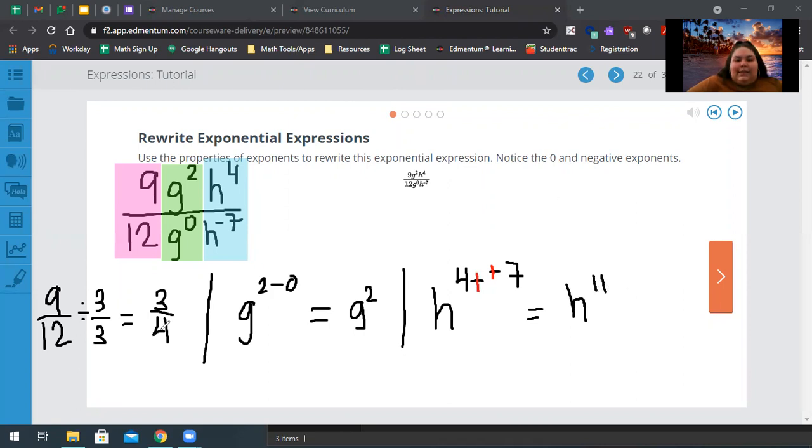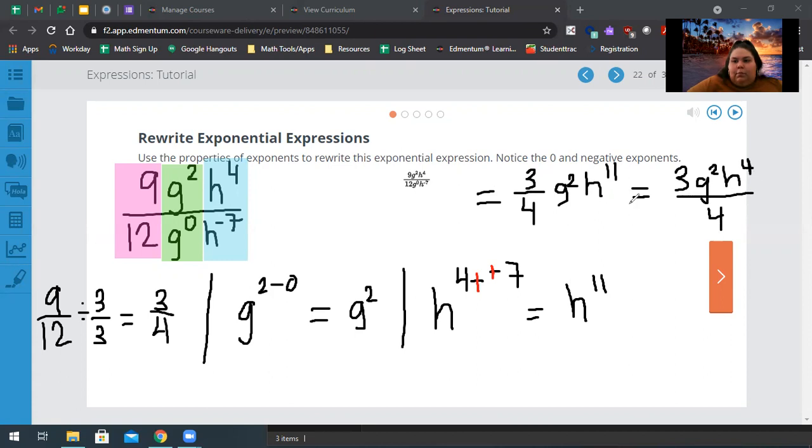So now I'm going to take each piece and put them all together. So this can simplify down to 3 over 4 g to the 2nd power h to the 11th power. Keep in mind, it can also be written out like this, 3g squared h to the 11th power over 4. Both expressions are exactly the same, just looks a little different. So again, you want to make sure you combine those same bases. You don't want to write g twice, you just want it once.